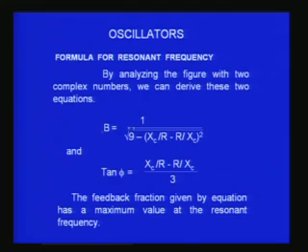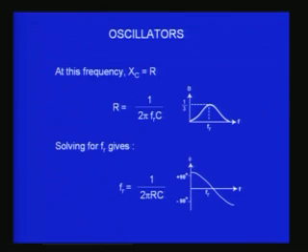So I have also shown a small analysis. If you do that, you would find the beta factor will be 1 by root of 9 plus (xc by r minus r by xc) whole squared. The phase factor, tan phi, is equal to (xc by r minus r by xc) divided by 3. These two expressions can be derived by using a simple network analysis. I leave it to you as an exercise.